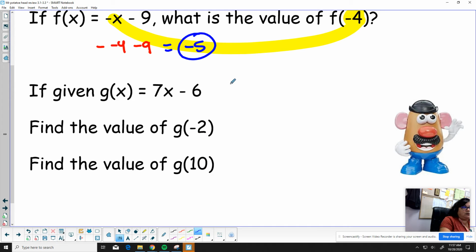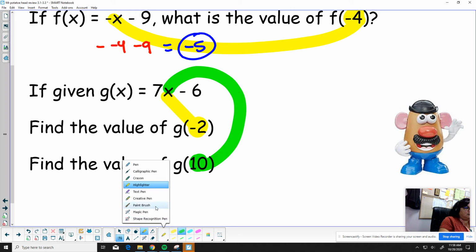Okay, so this is just another way of writing this. So I'm just taking the numbers and plugging them in for x. Taking this number, the second problem, and plugging it in. So let's do the yellow one first. We need a regular pen.